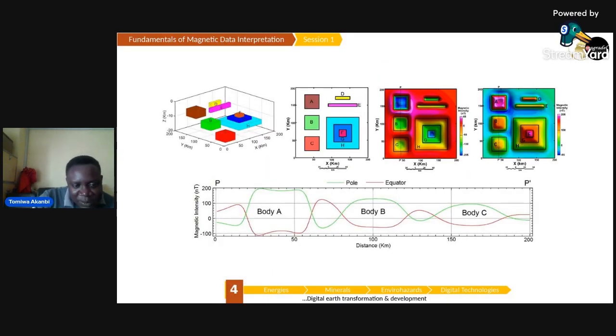Now, look at the place where this red line is, which in this case is reduced to equator, and this green one being the reduced to pole. You see that they are not exactly mirror images of each other. If you look at the place where the line 0 is, you see that line 0 is much closer to the green line compared to the red line towards the beginning of that profile.